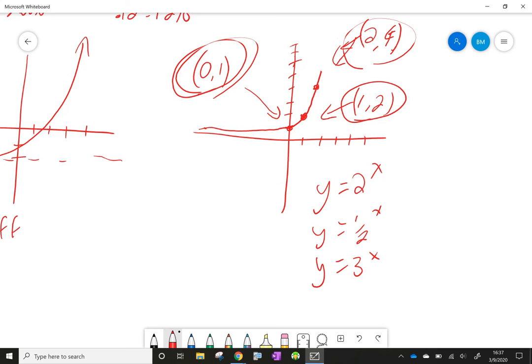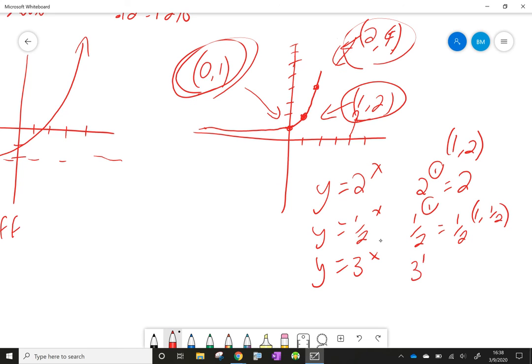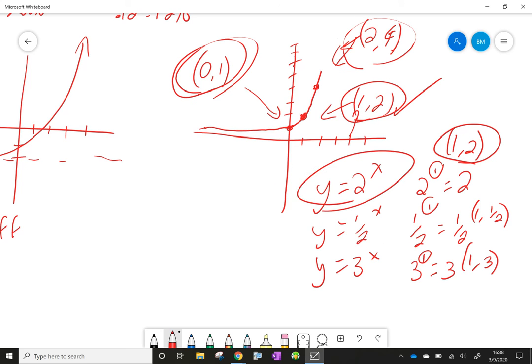But plug in something else. What if you plug in 1? If you plug in 1, this would be 2 to the first power, which is equal to 2. So you plug in 1 and you get out 2. This one would be 1/2 to the first power, which would be 1/2. So you plug in 1, you get out 1/2. And the last one here, if you had 3 to the first power, you'd plug in 1 and you get out 3. So you're looking for points. Now this one, 1, 2, was on my graph here, so that's looking pretty good for this answer choice.